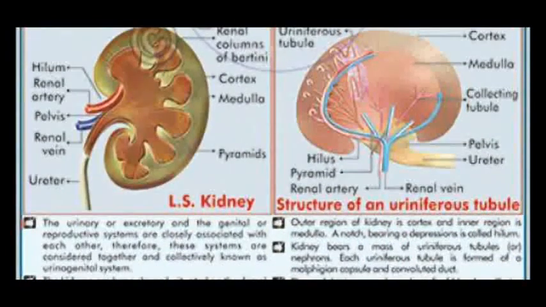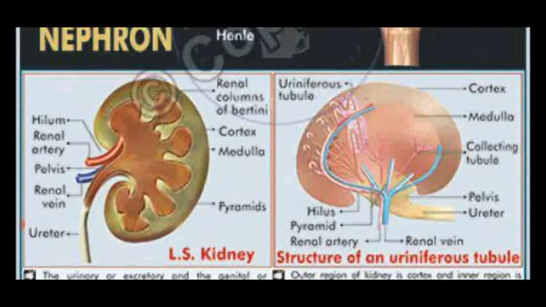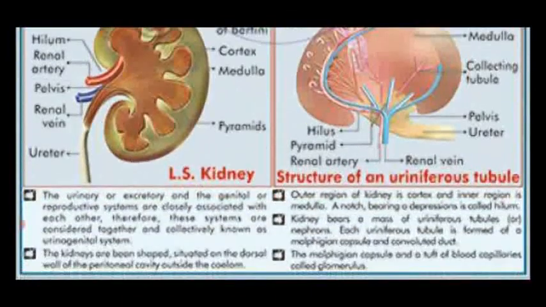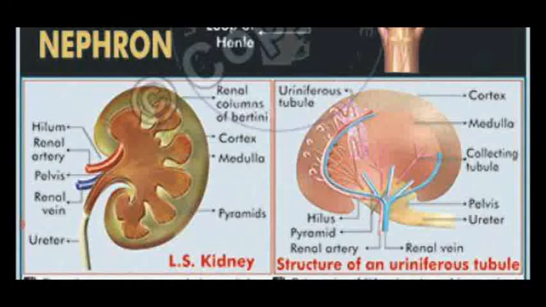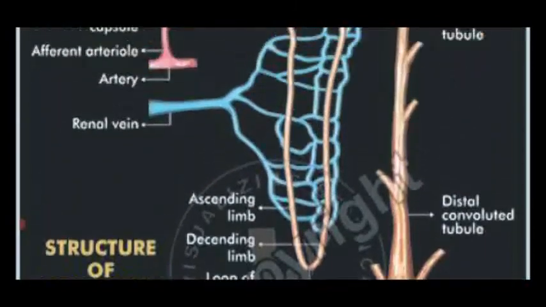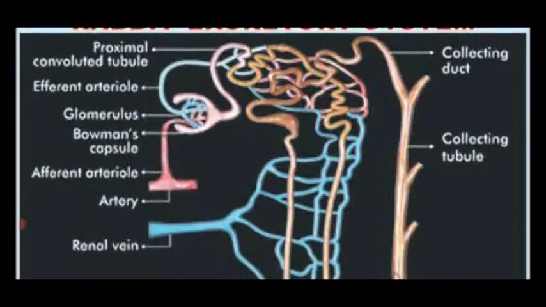So see the LS of kidney, which consists of different regions: outer region, inner region, vein and artery, and also the ureter. So this is the structure of the uriniferous tubule, which is present in the excretory system of rabbit.